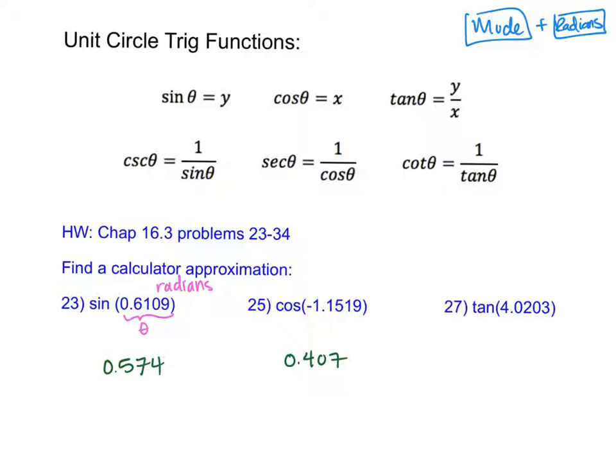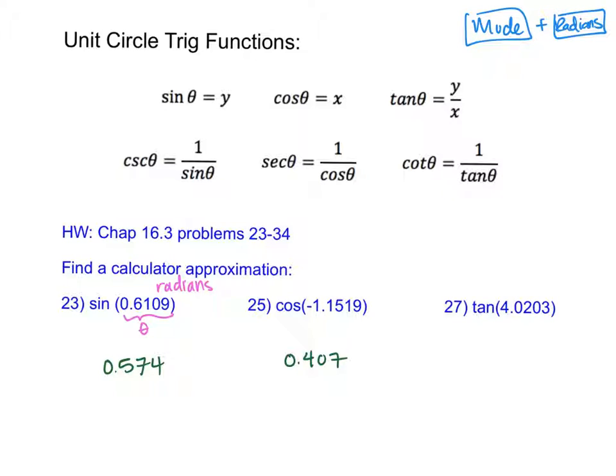0.407. If you don't have a calculator at home, you can use your phones. I believe your phone has a sine feature and a cosine feature if you look in the calculator, or you can just use the internet. Just type in sine parentheses 0.6109, and Google will calculate it for you. There's a lot of places where you can find graphing calculator features to calculate cosine and sine and tangent, those kinds of things.